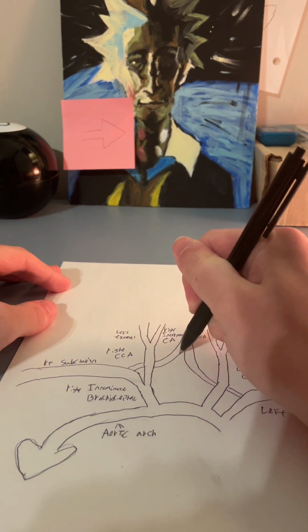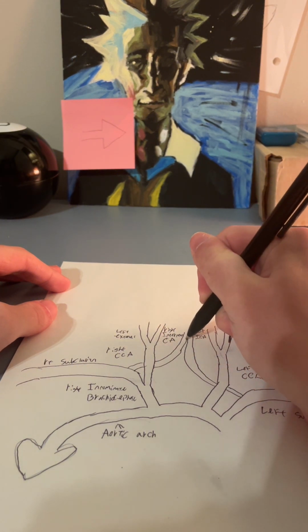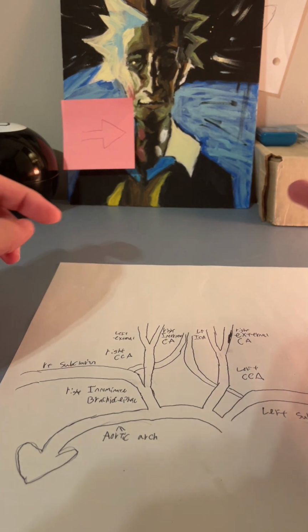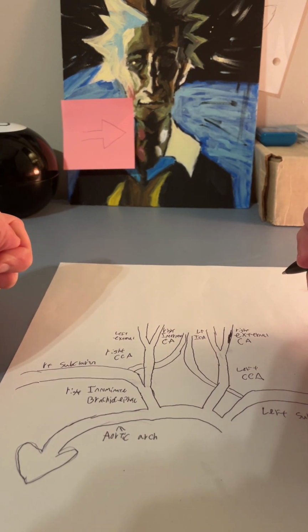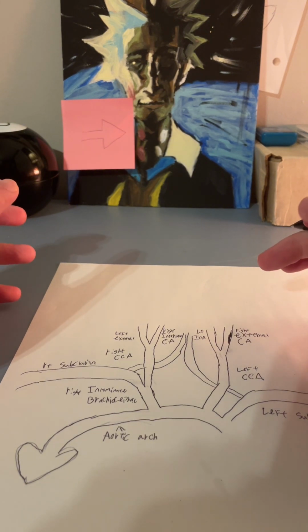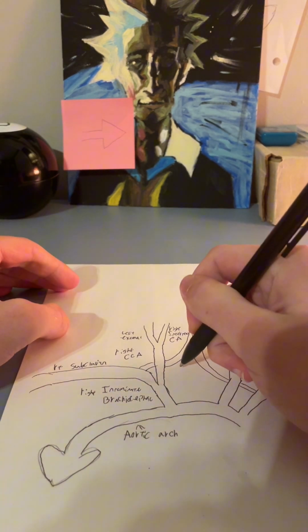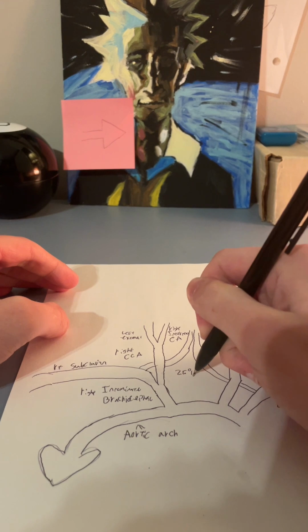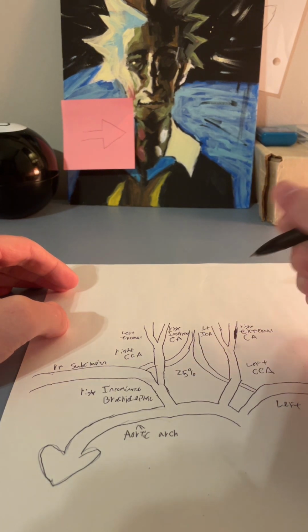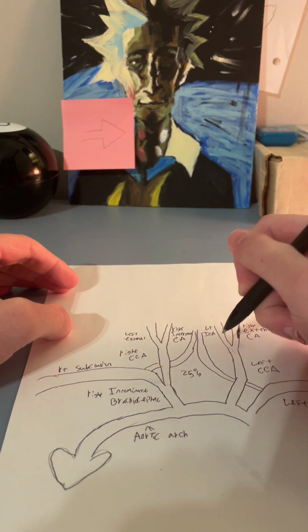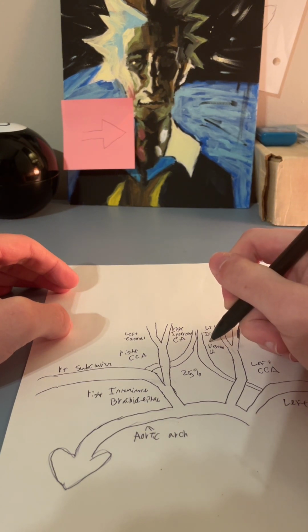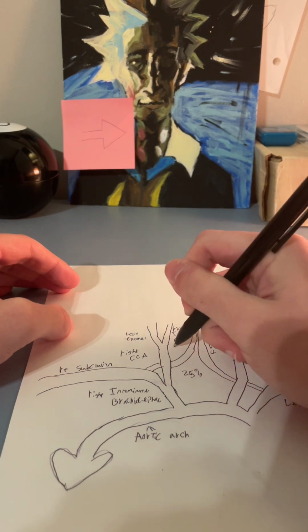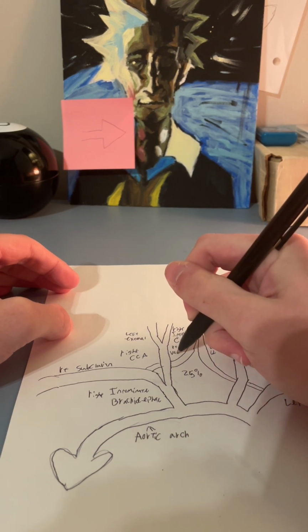So these two vessels I'm making right here are your vertebrals. You have two of them, and they come off your subclavian, and these both supply 25% of the blood flow to your brain. So I'm going to say vertebral right here. Vertebral, and that's your left, and this is your right. Or we just say vert.